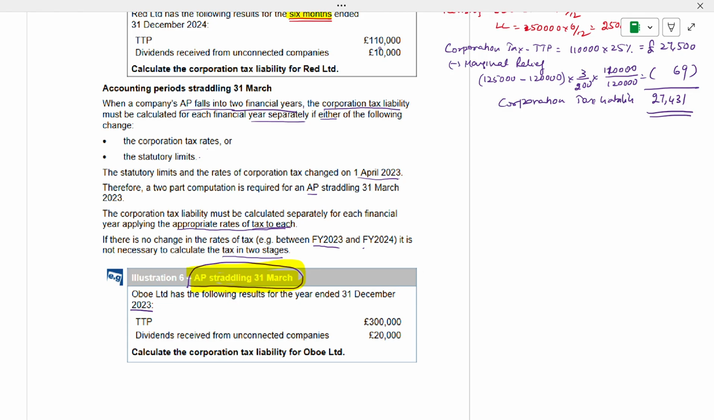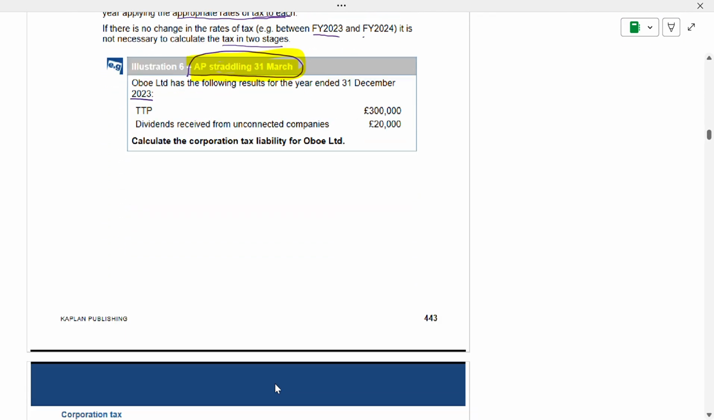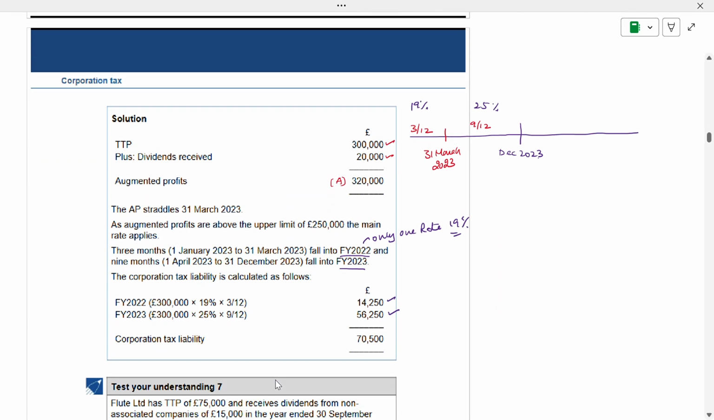See, revision, to the best of my knowledge, will be done when there is a short period or long period. Okay, if you are having the profits for 6 months, you will get the relief for 6 months. If you are having the profits for 9 months, you will get the relief for 9 months. Here I agree with you, there is no relief for 2022. 2022 is not there.